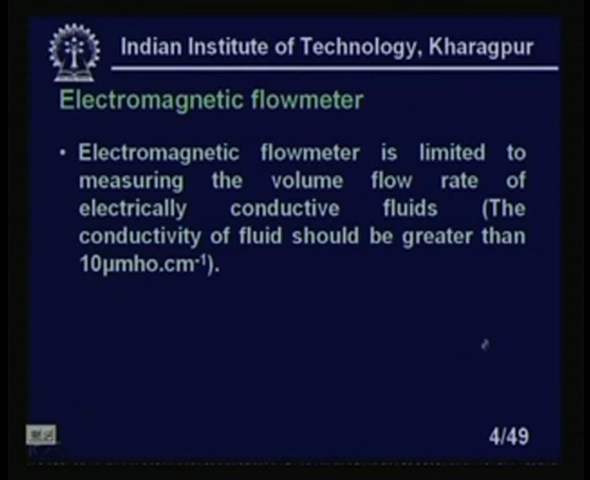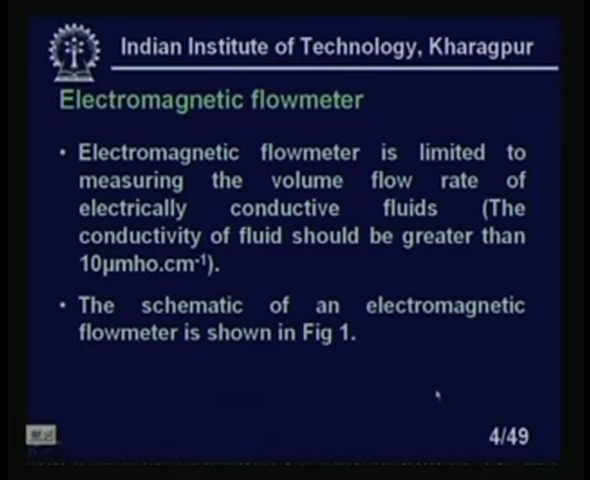Electromagnetic flow meter is limited to measuring the volume flow rate of electrically conductive fluid. The conductivity of the fluid should be greater than 10 micromho per centimeter. These are typical restrictions of the electromagnetic flow meters, and if it is less than this, this flow meter will not work. However, there is no higher limit on the conductivity of the fluid.